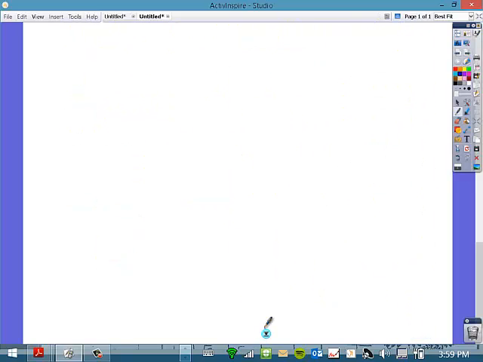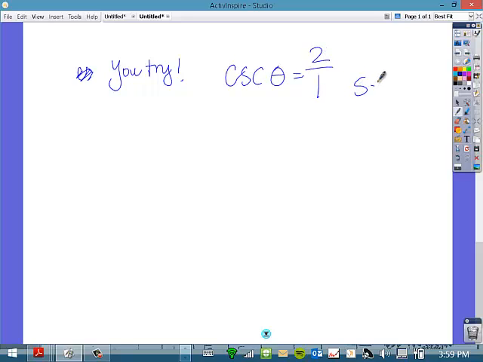Go ahead. Well, I keep writing an example. Try this next one on your own. Cosecant of theta is 2 over 1. Secant of theta is negative. Find cotangent of theta. Pause your video, try this one on your own.